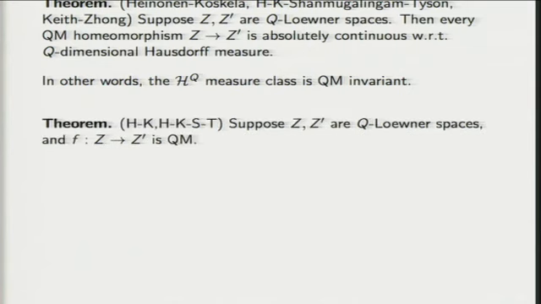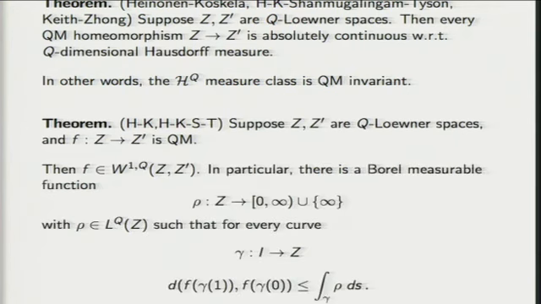So another feature, this is another generalization of a classical fact. If you have Q-Löwner spaces, quasi-Möbius homeo, then it's a Sobolev mapping. Okay, so I don't want to define that, but it in particular means the following.